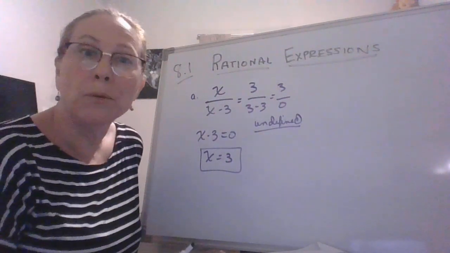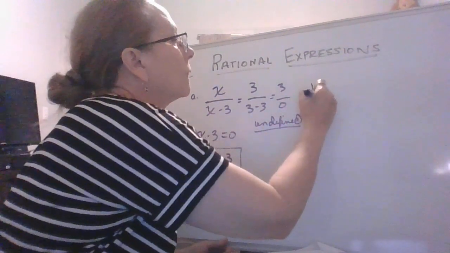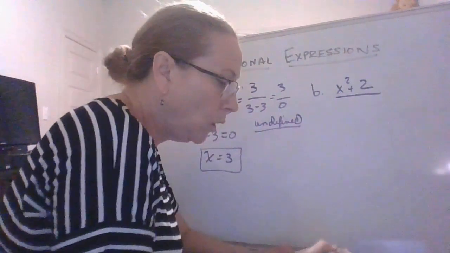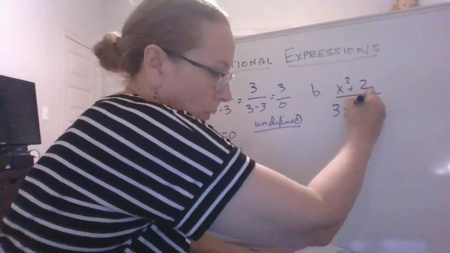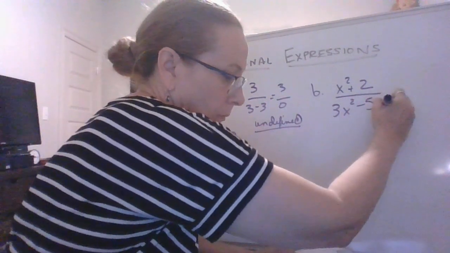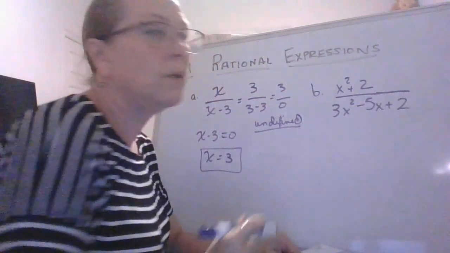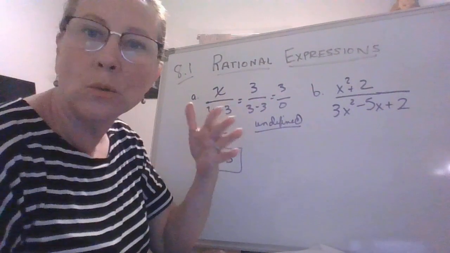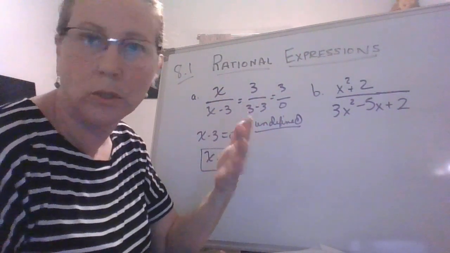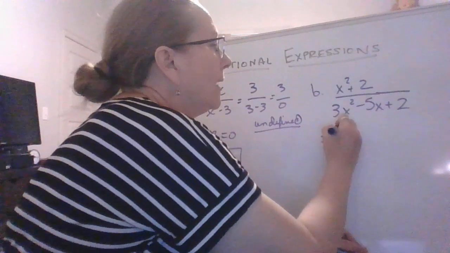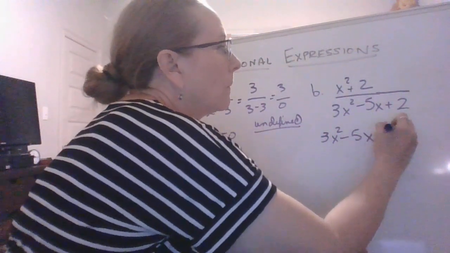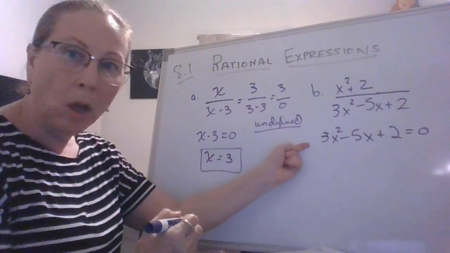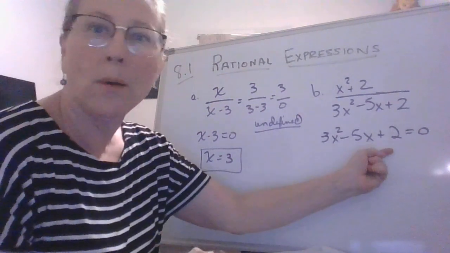So moving on to another example. B. Let's try x squared plus 2 over 3x squared minus 5x plus 2. Well, first, this trinomial needs to be factored. If we set that equal to 0, we have to factor it in order to solve it, because we know from our last chapter, when we set this equal to 0, just like we set x minus 3 equal to 0, it may be longer, but we can't solve that without factoring.